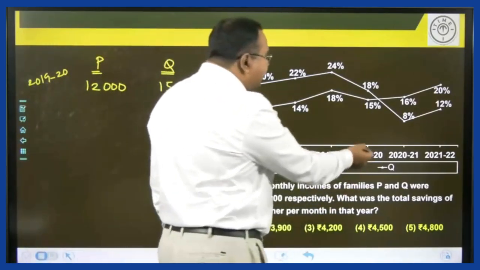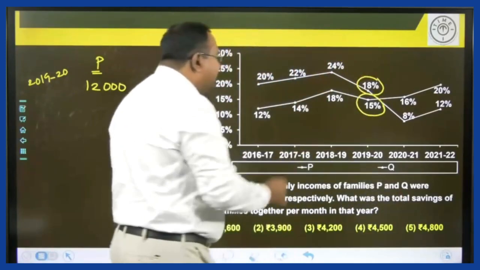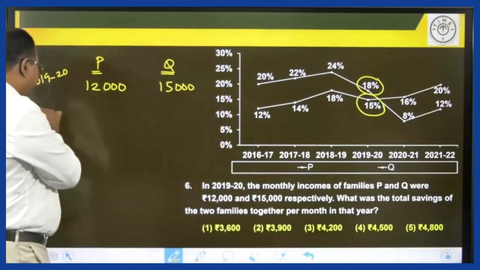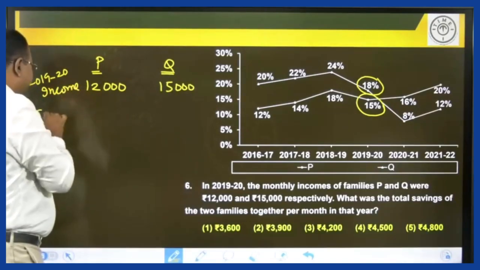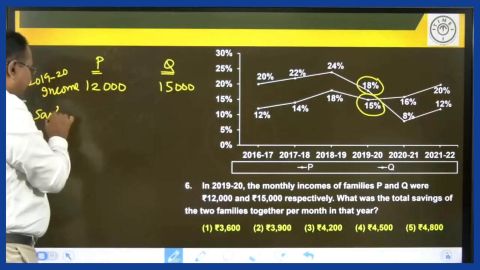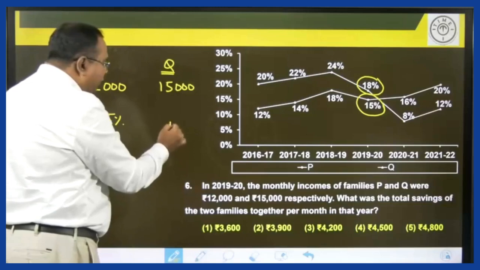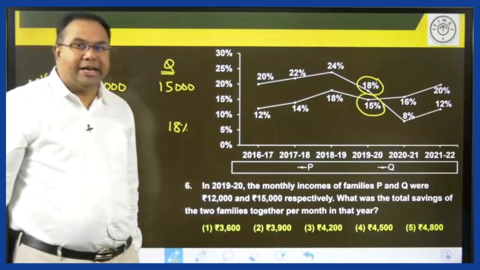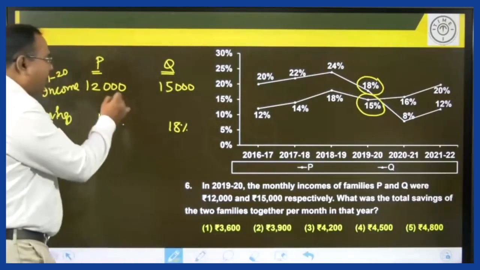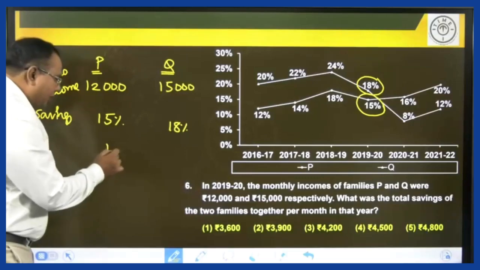2019-20. So how much is P? 15%. How much is Q? 18%. This is savings percentage, and income is given separately. So savings of P is 15% and savings of Q is 18%, students. You know how to calculate 15%? 10% plus 5%. 10% is clearly 1200, 5% is half, 600. So it has to be 1800.